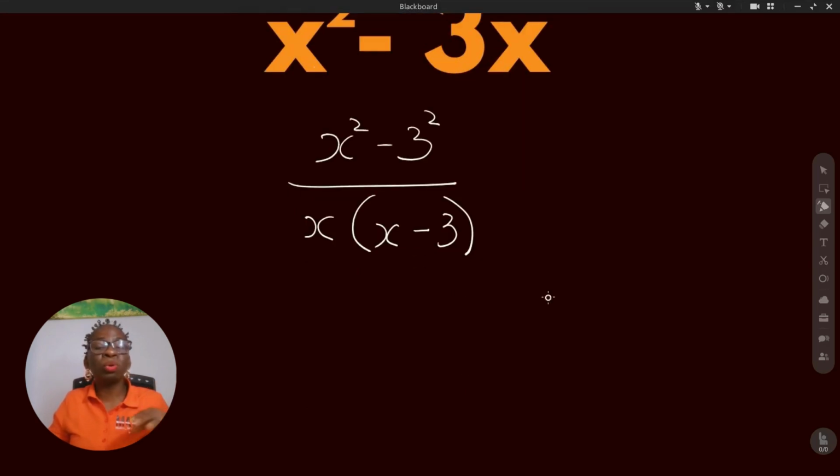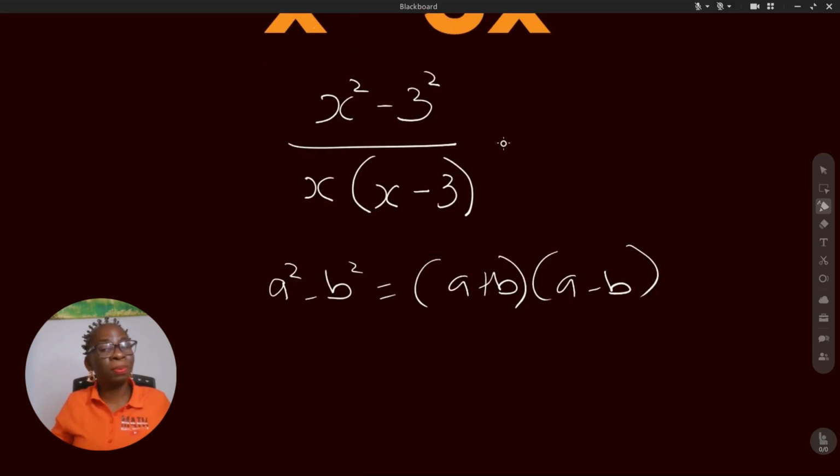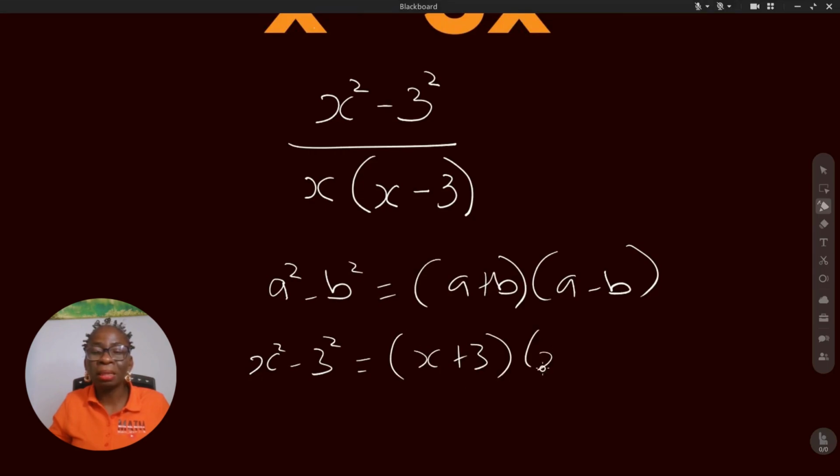For the numerator, we will apply the difference of two squares rule that says a squared minus b squared is equal to (a plus b)(a minus b). If you expand this, you will get a squared minus b squared. Here now, x is the a, while 3 is b.